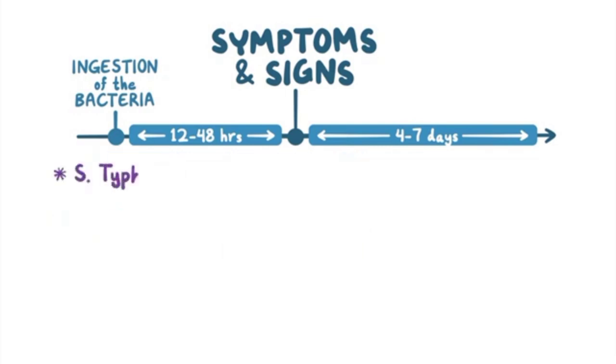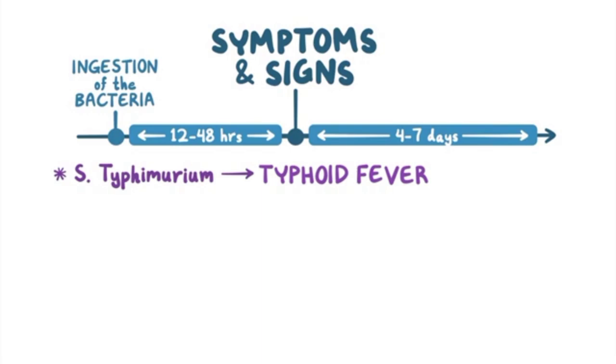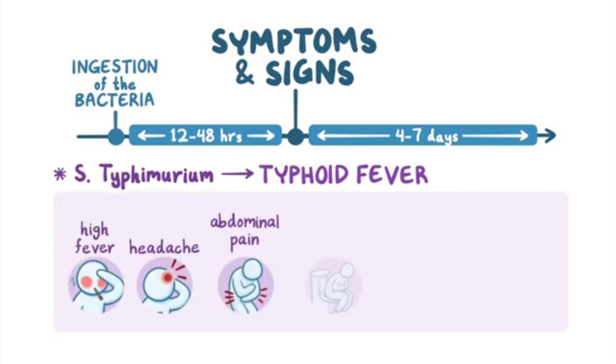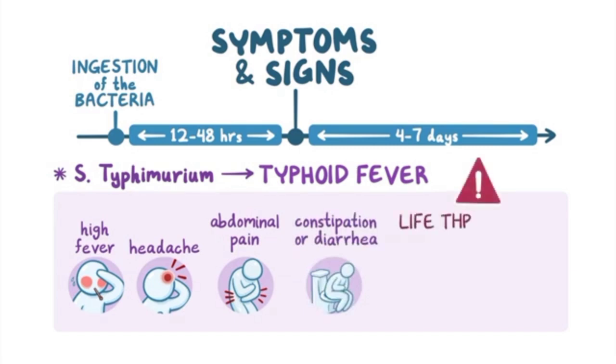The Salmonella typhi serotype can cause typhoid fever, which is characterized by similar symptoms including high fever, headache, abdominal pain, and either constipation or diarrhea. Unlike most other Salmonella infections, typhoid fever can be life-threatening and often requires antibiotic treatment.